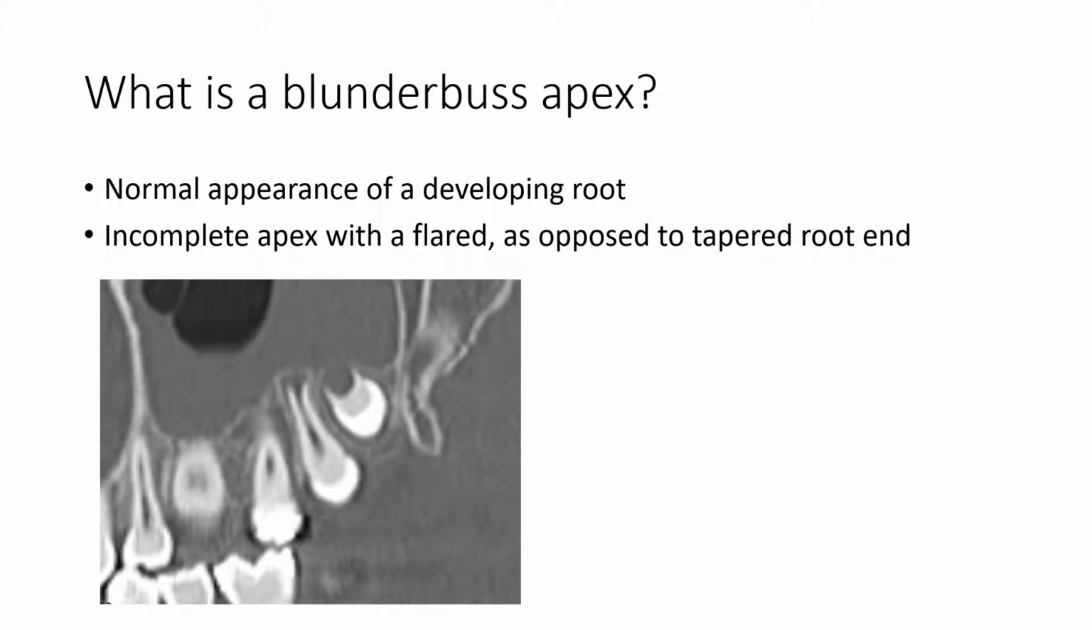So here's an example. We have a molar with a developing root. You can see here the root is still somewhat short and it's got a flared open apex. That is a blunderbuss apex. It's a root that is still developing.